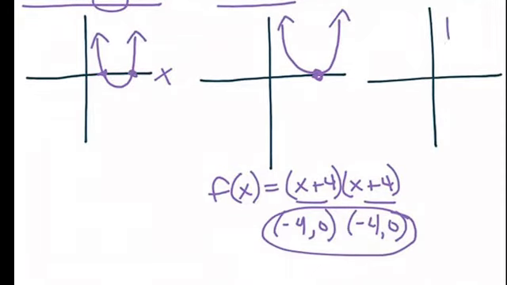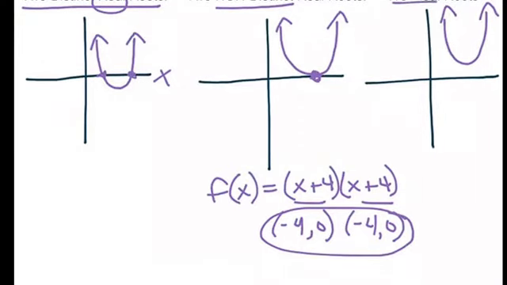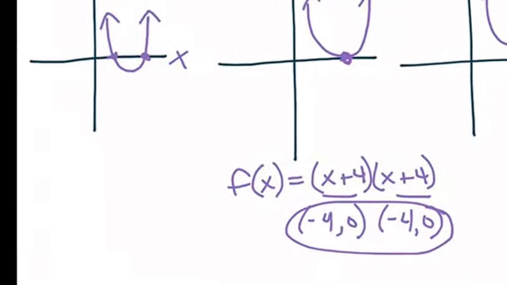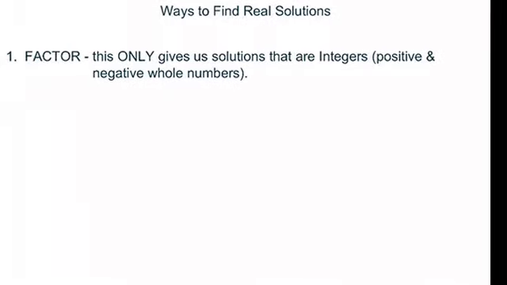Why do we have to say there aren't any real roots? Well, because the reality is there are roots and solutions, but they are not real numbers, and we will learn what other kind of numbers there are in a few lessons. Alright, so these are the 3 situations we have. So now let's look at the ways we can find real solutions.